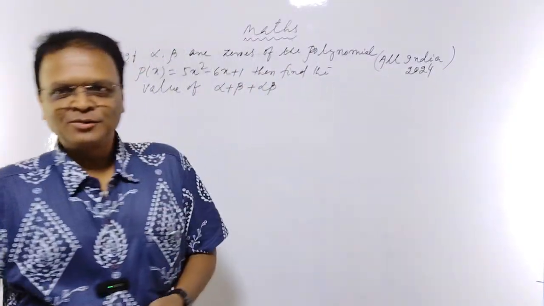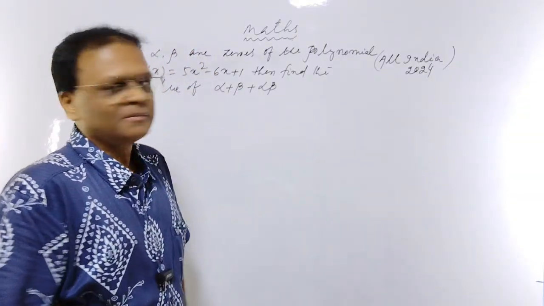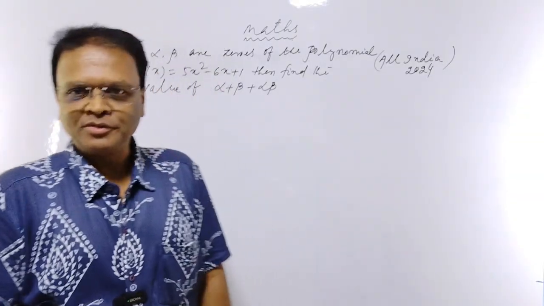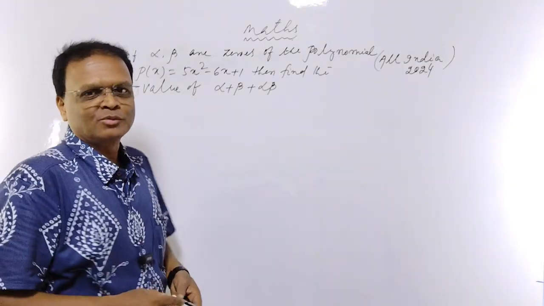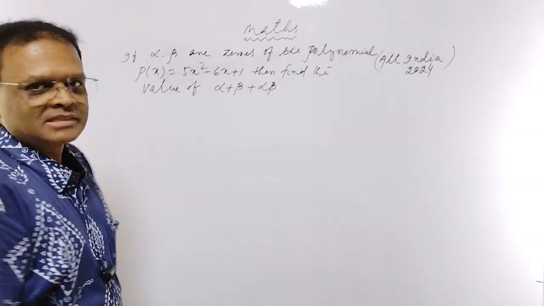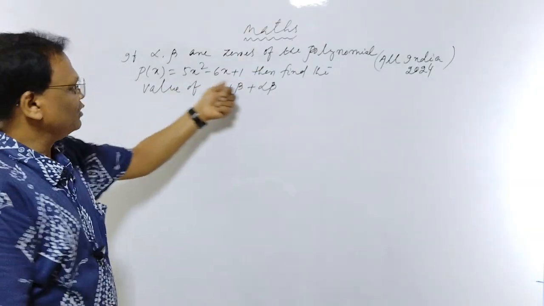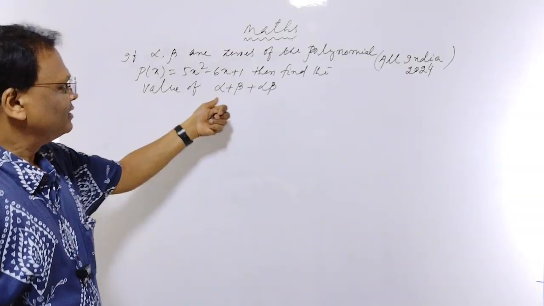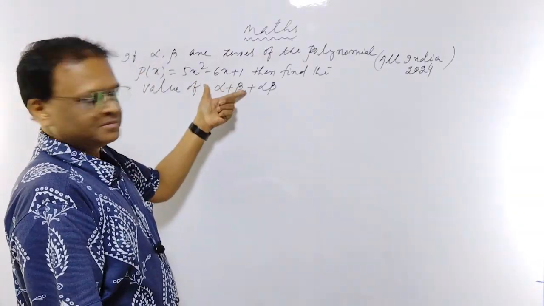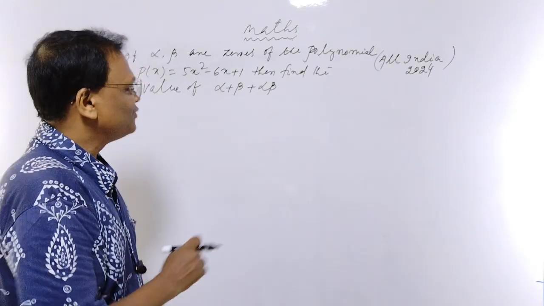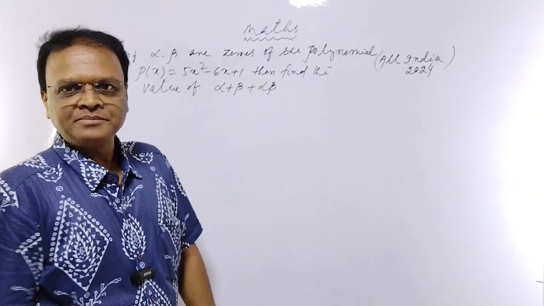Today I have to discuss this question. A few questions like this we have to discuss, and this is a question asked in the All India level 2024 CBSE exam, most important, and a few such types of questions we are going to discuss. So what has he given? Alpha and beta are the zeros of the polynomial. He is telling that alpha is a zero and beta is also a zero of this polynomial. Then he's asking to find the value of alpha plus beta plus alpha into beta.